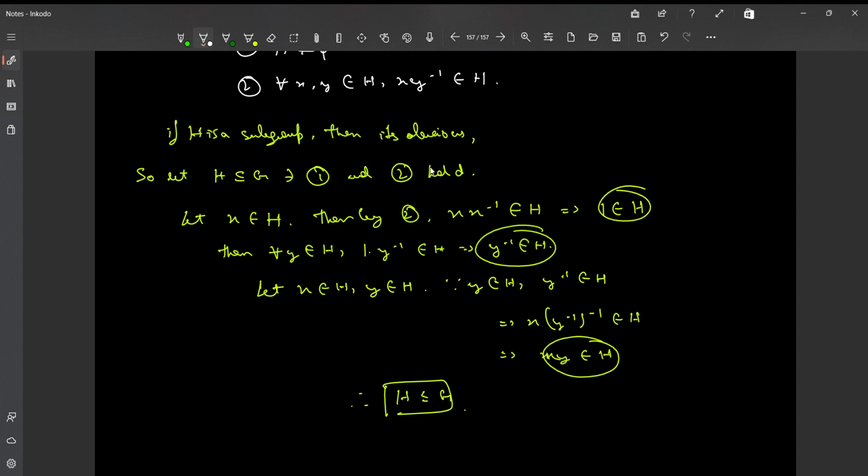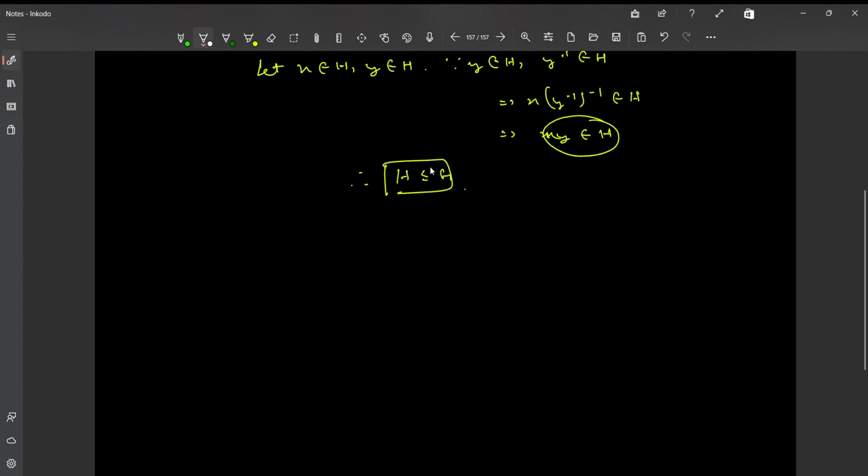Okay. Now, we have not yet said anything about the finiteness or infiniteness of G. This subgroup criteria obviously holds for any cardinality of G. What if G is finite? Okay. So if G is finite, it suffices to check.